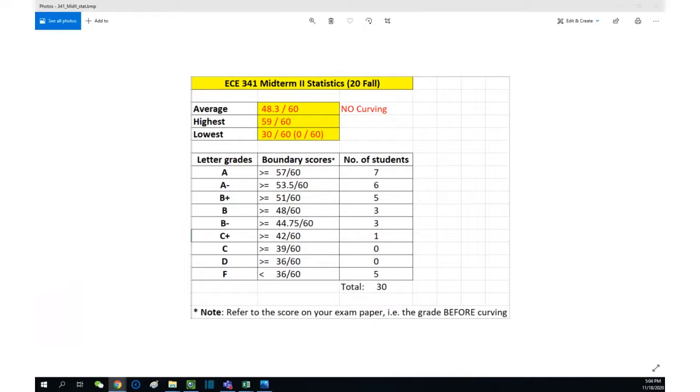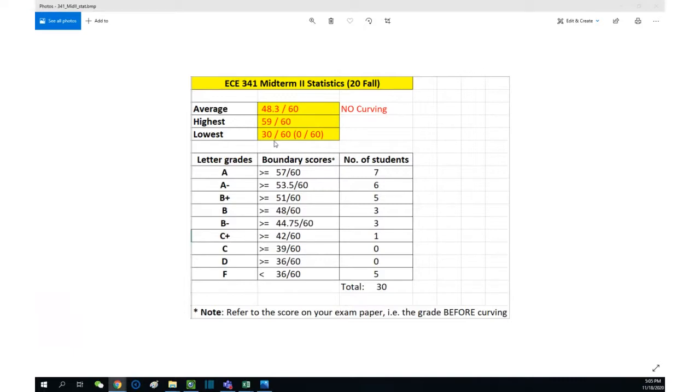What I mean is, any problem will stay in midterm two and won't be repeated in midterm three. And here, we have one student very close to, but not exactly, 60 over 60, and the lowest student is 30 over 60. Midterm two is not very difficult. You shouldn't get 30, which is 50%.